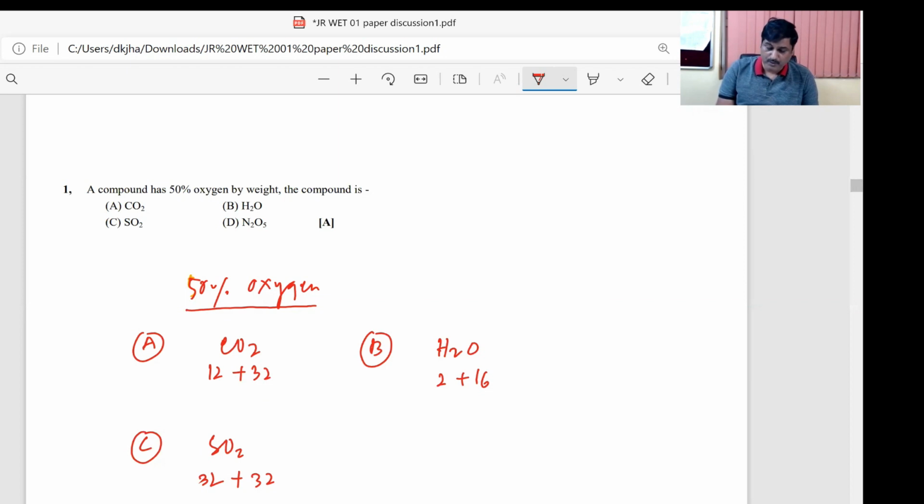But if you take N2O5, for example, what do you get here? This one is 28 gram and this one is 80. This is also not 50%. So what's the answer here? This A is wrong. SO2 is the answer. Correct? SO2 is the correct one. Okay.